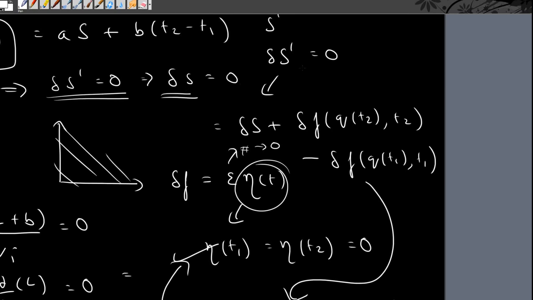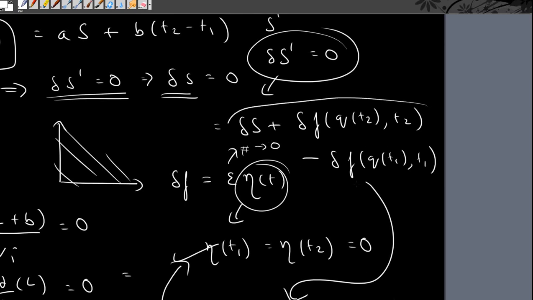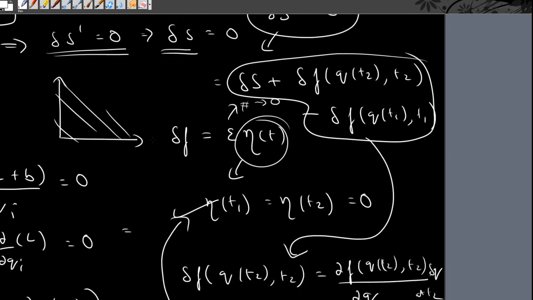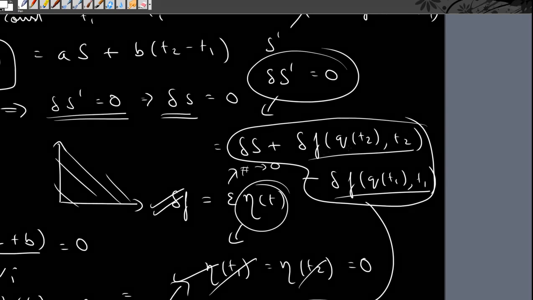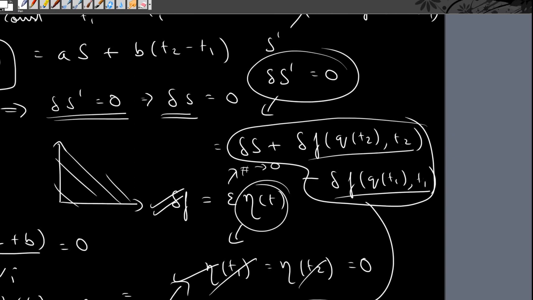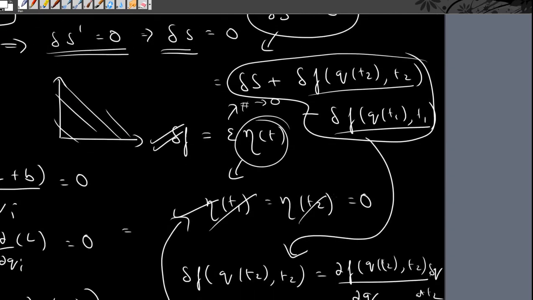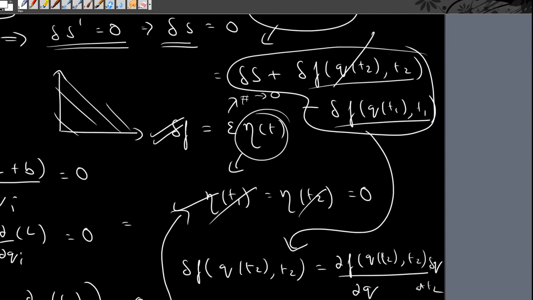Having said that, the variation of S dash going to 0 is the same as this particular quantity going to 0. Because of the way we have defined the variation, the variation at the endpoints goes to 0. This term has the function value at the endpoints corresponding to t2 and t1, and therefore the variation of the function at these endpoints must vanish by definition. So this will go to 0.